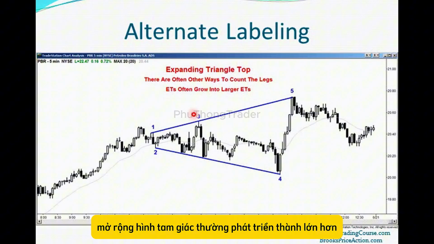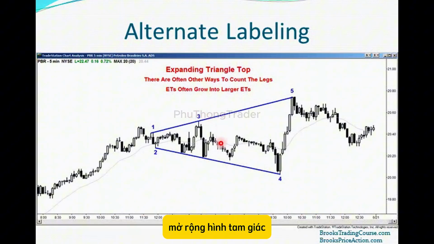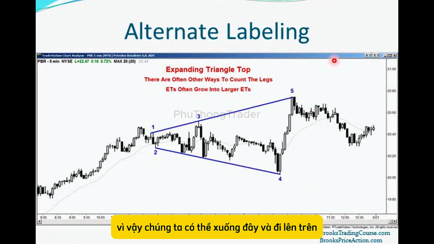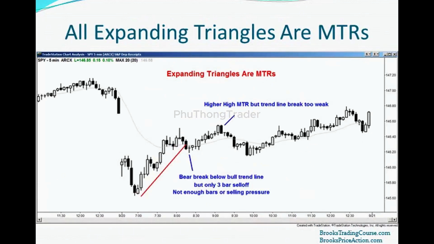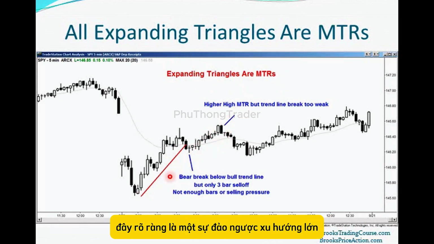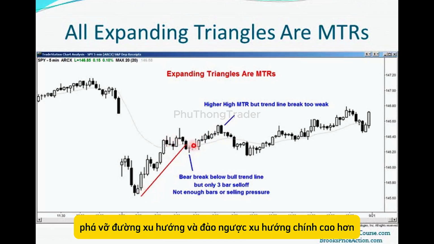Expanding triangles often grow into larger expanding triangles. So instead of 5 pushes, you'll get 7 pushes. So we can come down here and go up above. Okay. All expanding triangles are major trend reversals. This is obviously a major trend reversal: bull trend, trend line break, and higher high major trend reversal.